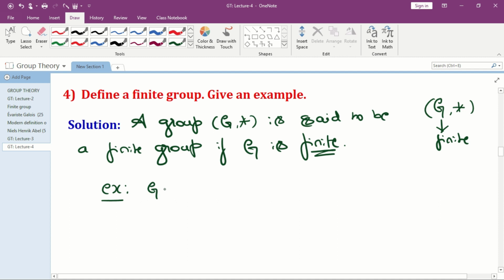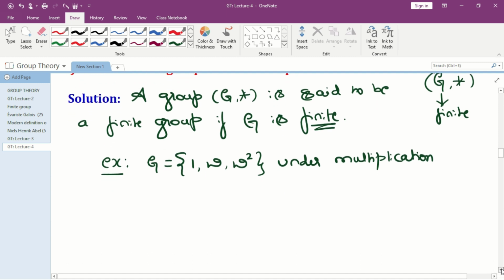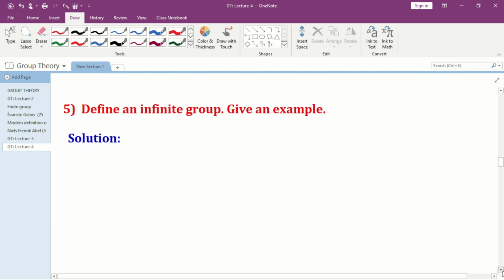We shall write G is equal to cube roots of unity, or you can write square roots of unity. So G is equal to 1, omega, omega square under multiplication. You can write the fourth roots of unity under multiplication also. Okay, the next question. Define an infinite group, give an example.